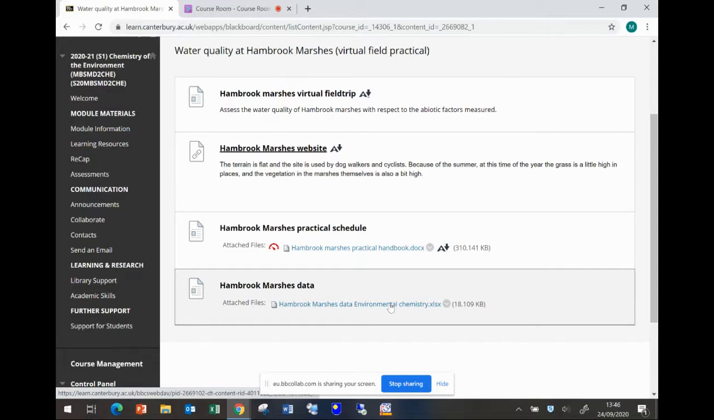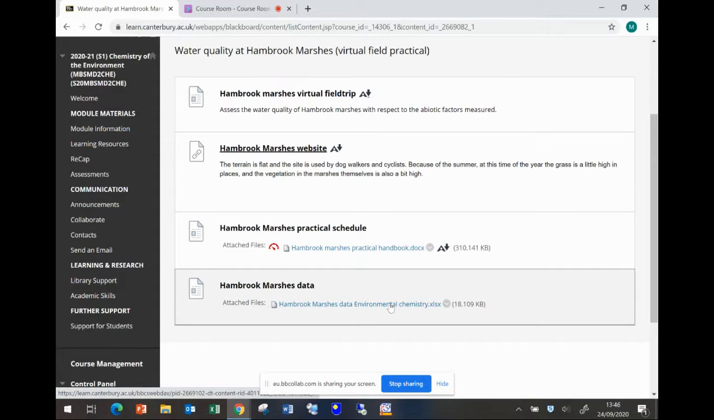So I'm expecting you to look at the data on the Hambrook Marshes website and then explore what the data means. The aim for this section is to assess the water quality in Hambrook Marshes with respect to the factors measured, the ones you have in the Excel file.